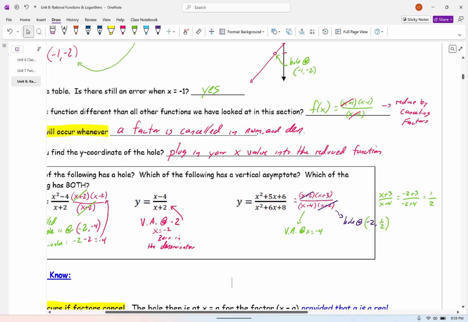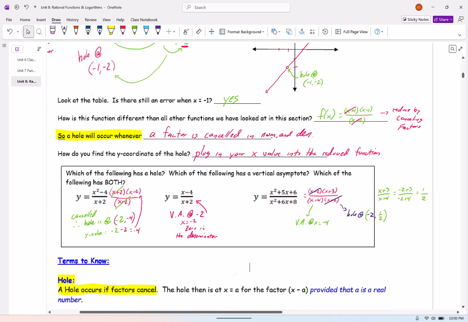Now, there is still a factor left over in the denominator, x plus 4. And so we can set that equal to 0 and see that x equals negative 4. So the vertical asymptote will be at x equals negative 4.